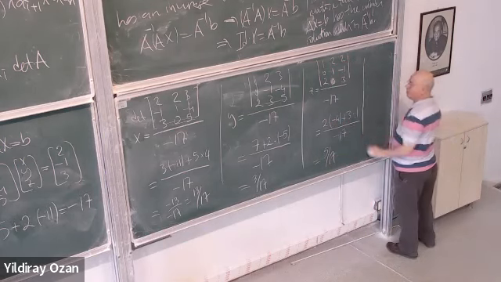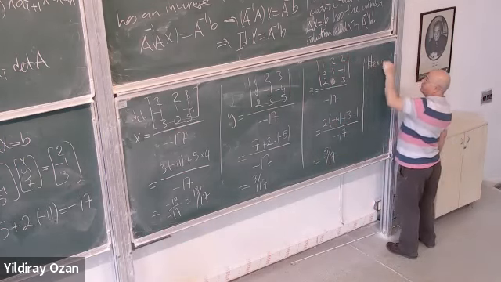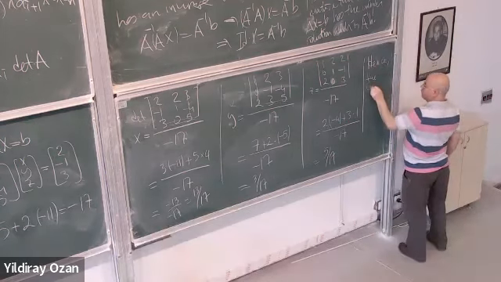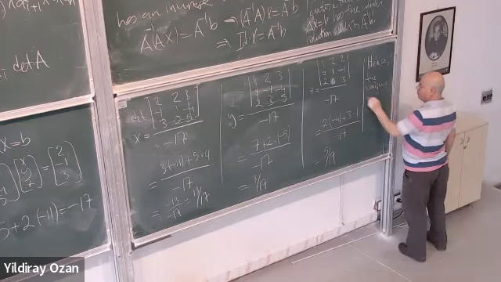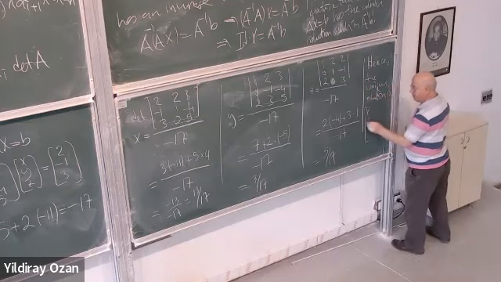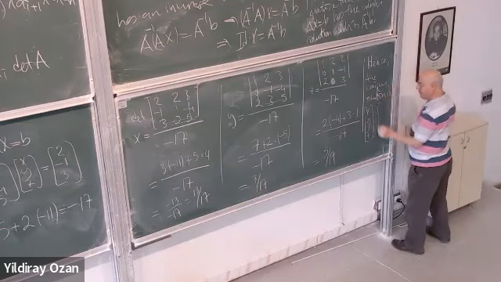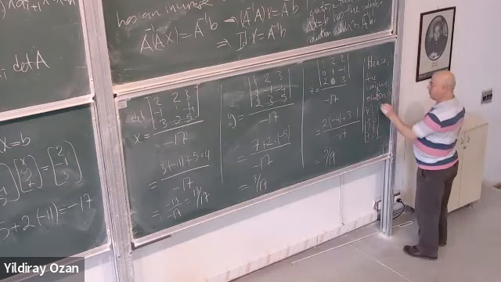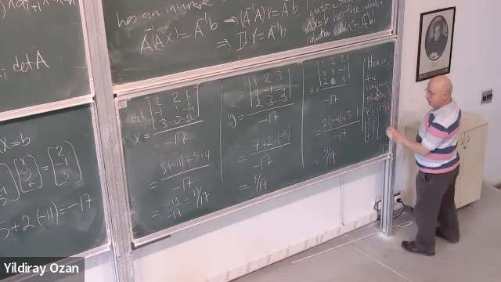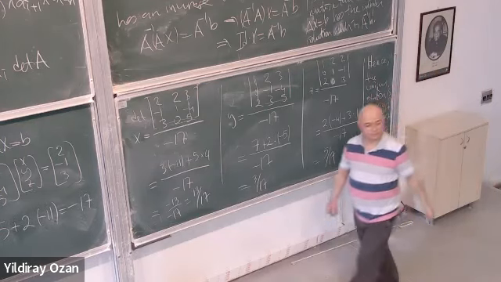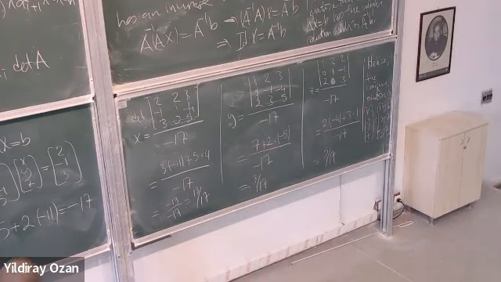Hence the unique solution is what? x, y, z. This vector is just x is 13 over 17, 3 over 17, and 5 over 17. Okay.